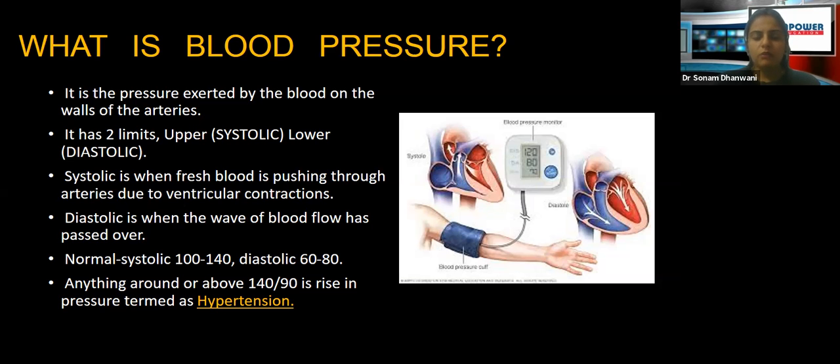Now, whenever there is rise in this pressure, ठीक है, anything going beyond 140/90 is termed as high blood pressure. We say, right, ये patient को high blood pressure है, this patient has high blood pressure, high BP. So that term medically is termed as hypertension. In layman language, nothing but high BP. All right, so anything going above 140/90 is termed as high blood pressure. Okay, this is basically the machine via which the blood pressure is measured.